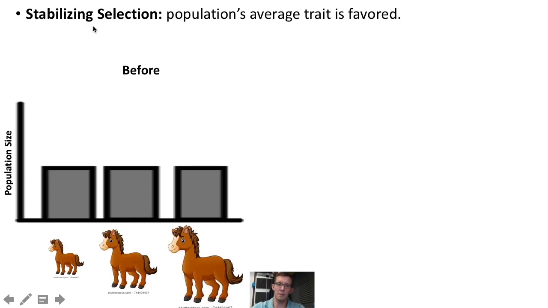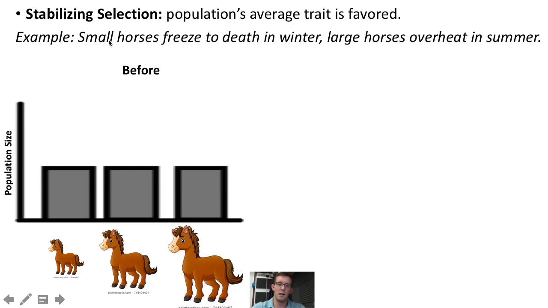Now, another type of selection that can occur is stabilizing selection, which occurs when the average trait in a population is favored. So imagine we had a population of horses. Some are really tiny, some are medium, and some are gigantic. Smaller horses would tend to freeze to death in cold conditions, and larger horses would tend to overheat in summer. So in these conditions, the middle trait is favored, while the two extreme traits are selected against.